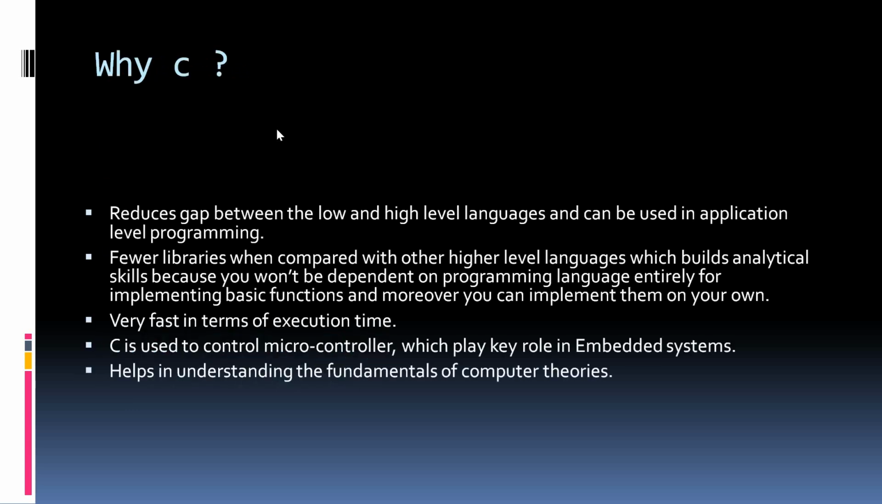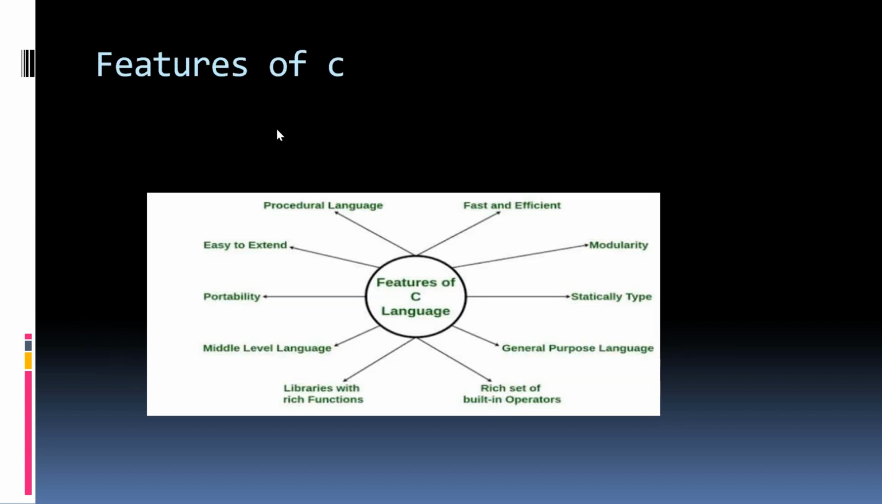First, we see why we are using C. C is used to reduce the gap between the low and high level language and can be used in many application level programming. Okay, and then it is very fast in terms of execution time. It also helps in understanding the fundamentals of computer theory.